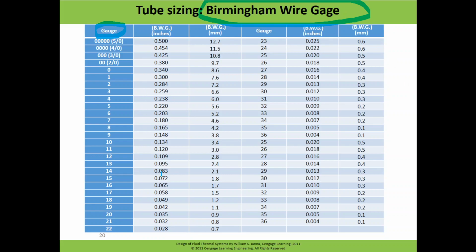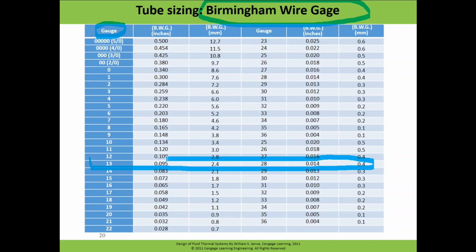What is the thickness of the tube? Let's say for gauge 13, the tube thickness is 0.09 inches and 2.4 millimeter. Similarly, for other gauges, the thickness is given.